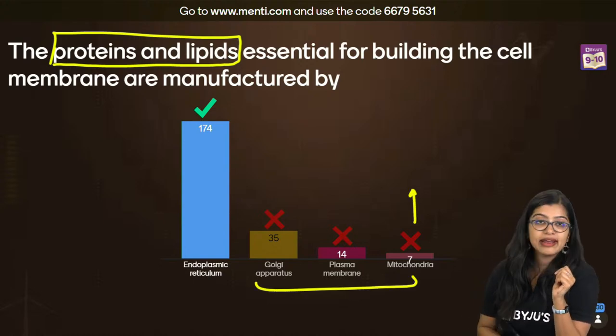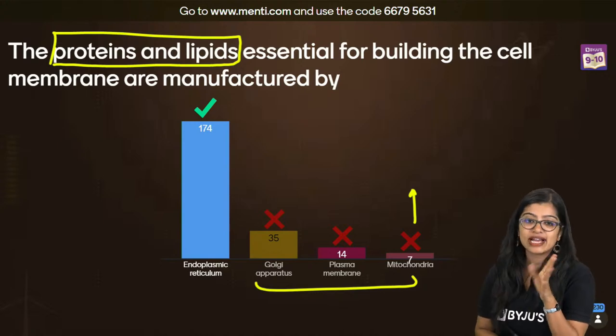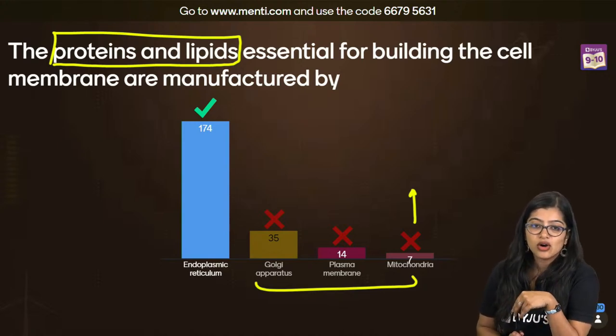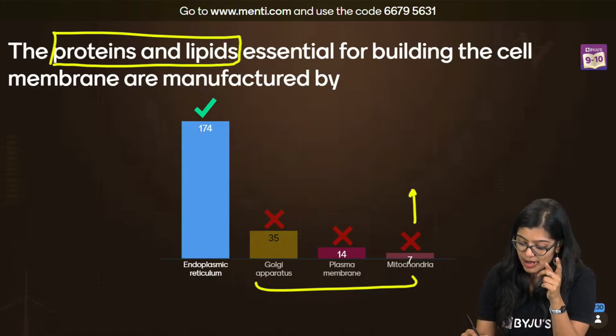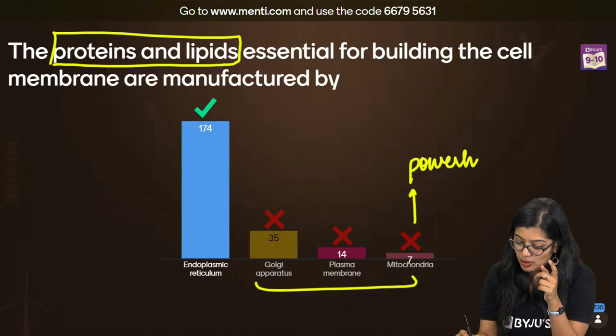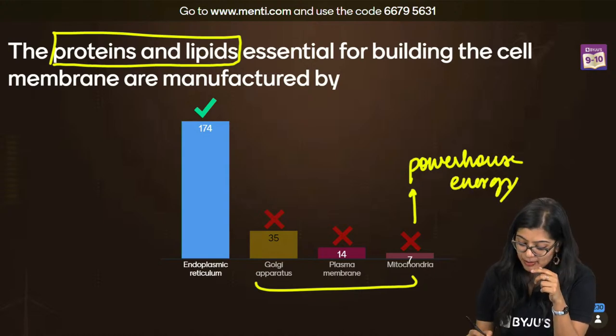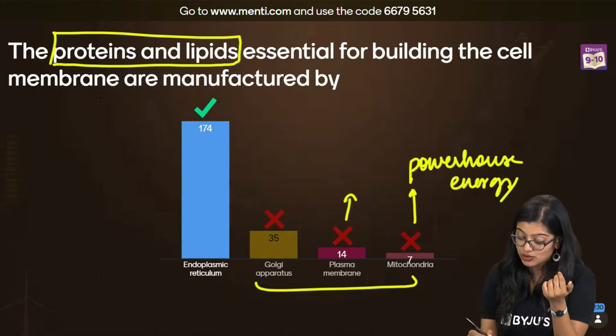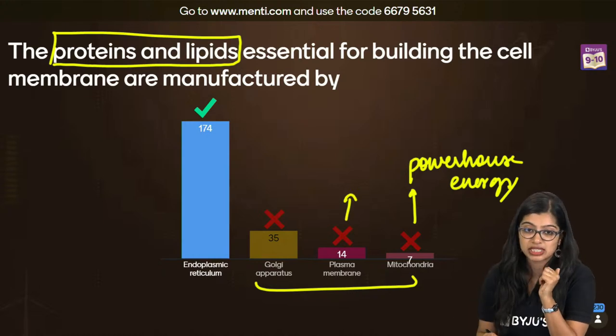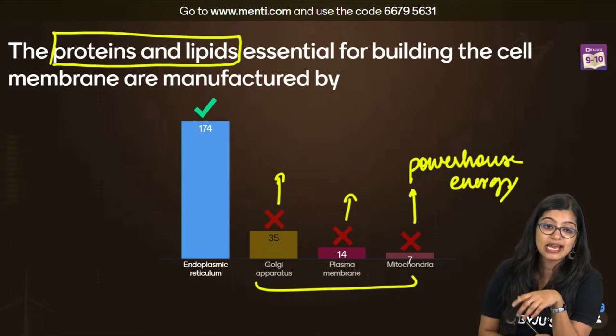What is mitochondria? What does mitochondria do? You guys tell me in the chat. What is the function of mitochondria? Very quickly. Powerhouse, exactly. So this is the powerhouse of the cell. That means this is responsible for the production of energy. And we know that the plasma membrane is the boundary that allows for selective movement of substances. What is the function of Golgi apparatus?